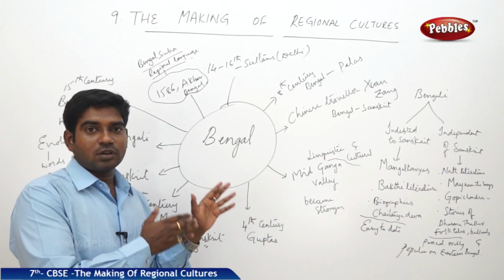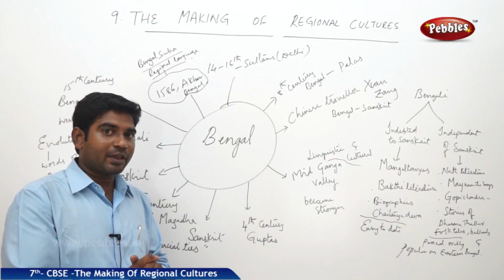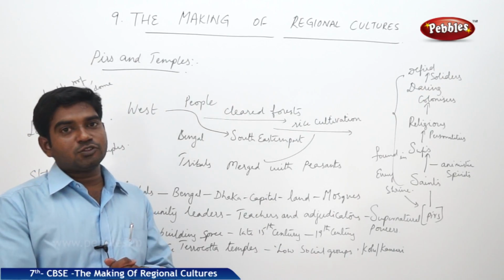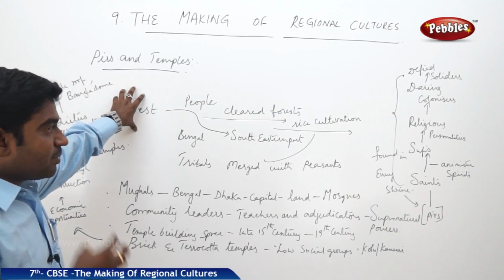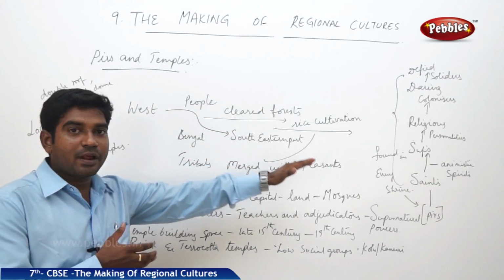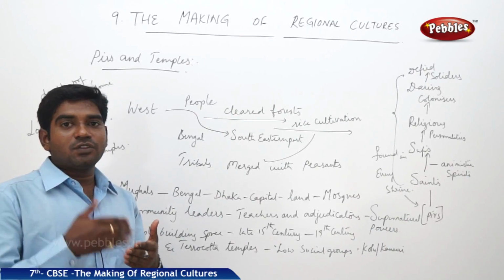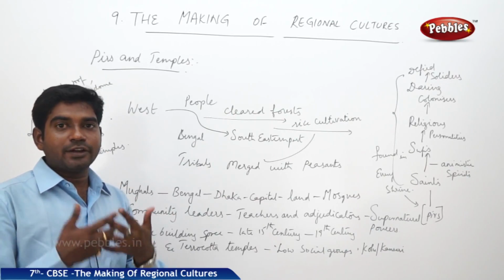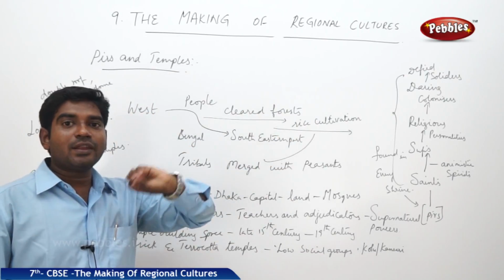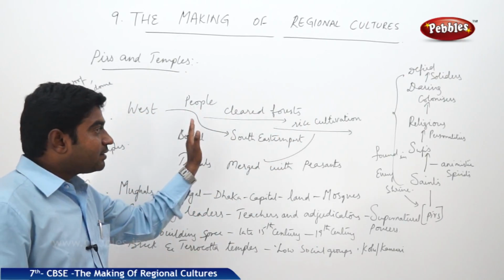This is a closer look at Bengal, the Bengali language. Peers and temples during this period. The people from the western part of Bengal started to move towards the southeastern part because the fertility of the soil had started to come down, and they started to move towards places where they had fertile soil by clearing the forest.